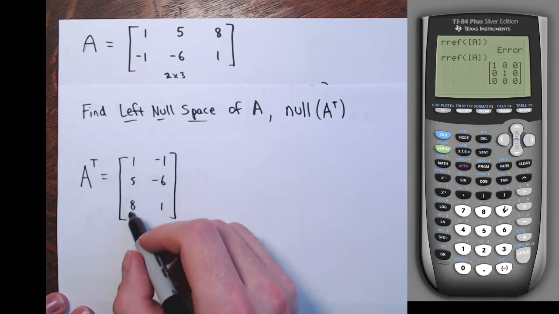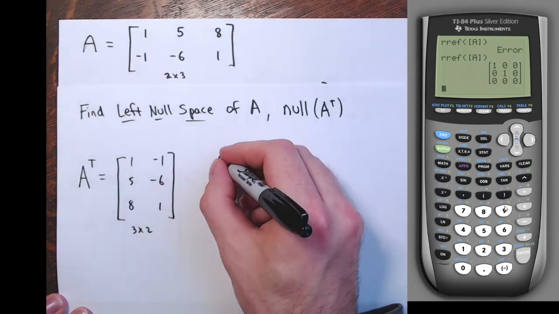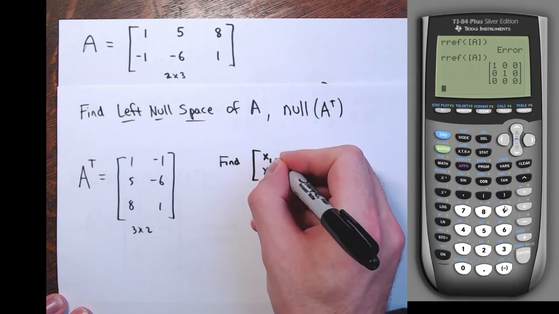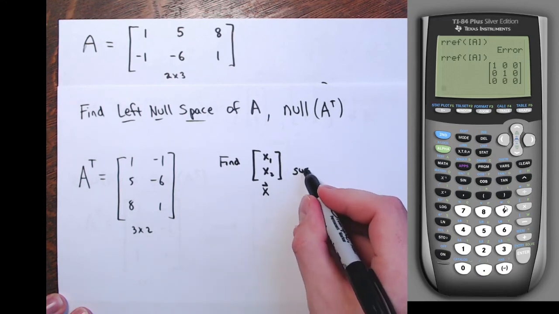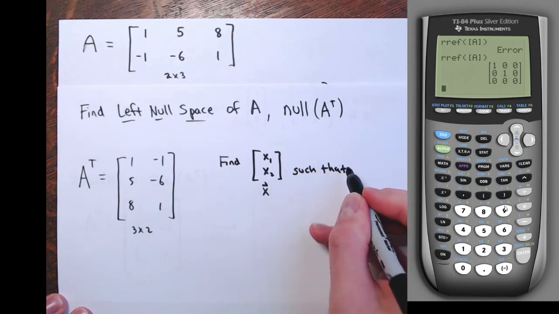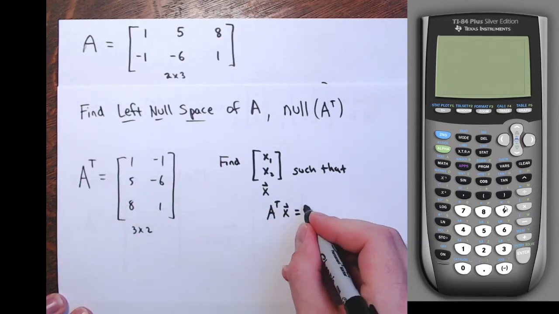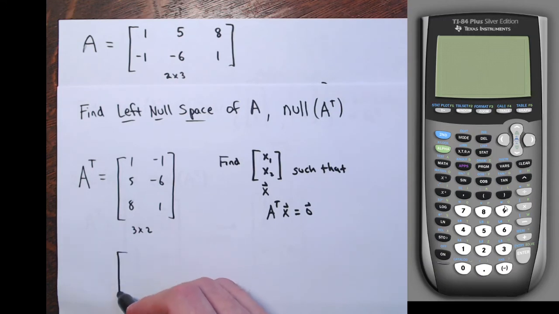And this is a 3 by 2, so we need to find vectors that are 2 by 1. We need to find x1 and x2. Again, I'll call this vector x, such that A transpose times x is equal to the 0 vector, and this will be the R3 0 vector with 3 components. So basically I'm setting up this system, this augmented matrix.